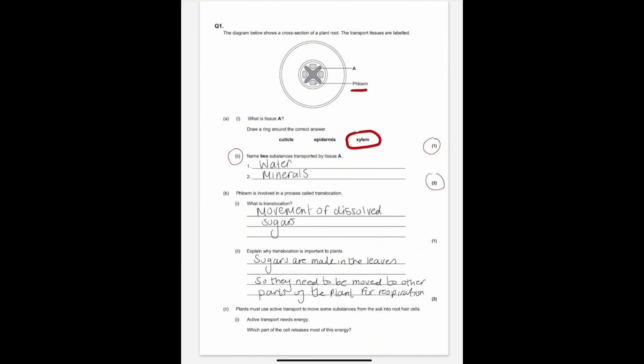Phloem is involved in a process that's called translocation. What is translocation?